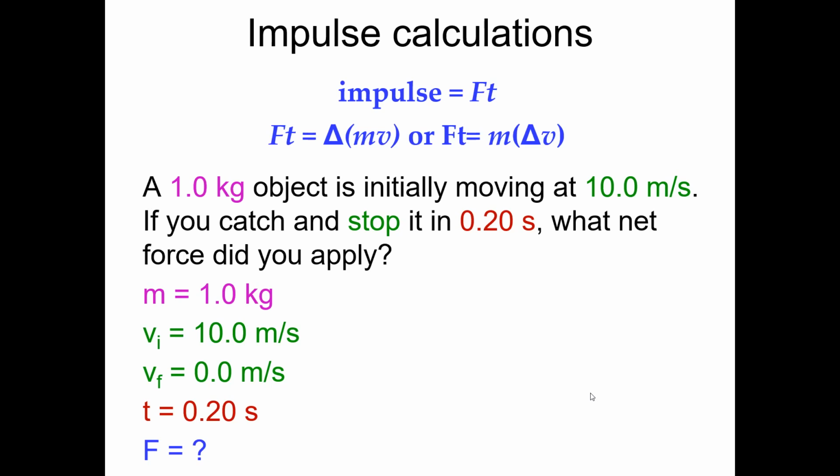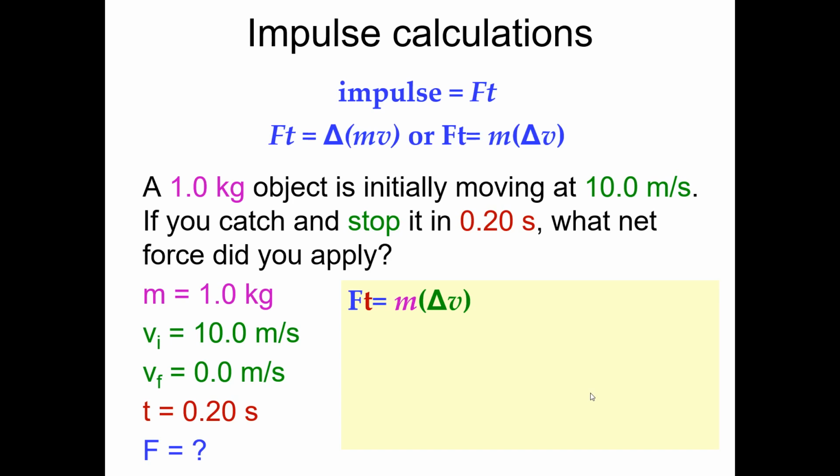Impulse is force times time, or impulse, force times time, is a change in momentum, mass times a change in speed. So I recognize here that I have mass, I have time, and if I take VF minus VI, I have a change in speed. So it looks like that last equation is the one that I need. Force times time equals mass times the change in velocity or speed.